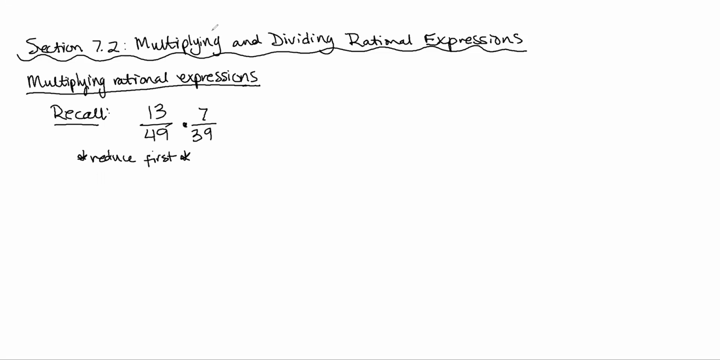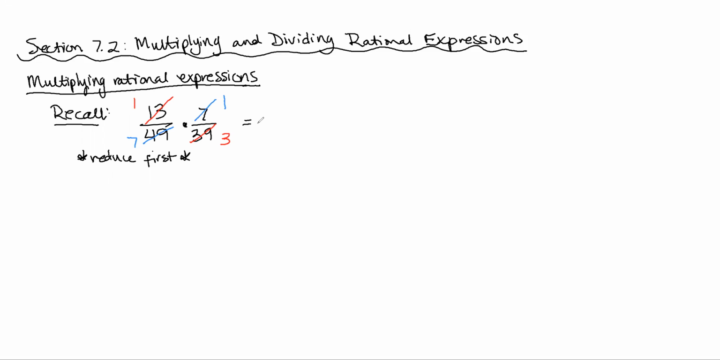So if we reduce first, if we look at 13 and 39, remember you can reduce as long as you have something on the top and on the bottom of a fraction, and it can be across fractions. It doesn't have to be within the same fraction. So 13 and 39, 13 goes into both of them. 13 goes into 13 one time. 13 goes into 39 3 times. And then if we look at the 7 and the 49, 7 goes into 7 one time. 7 goes into 49 7 times.